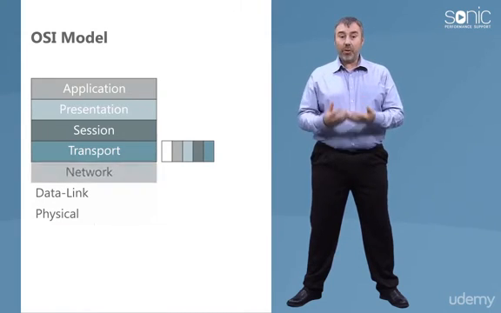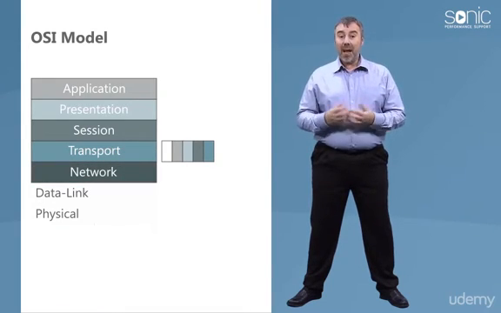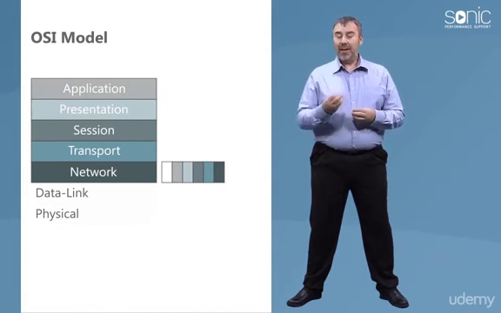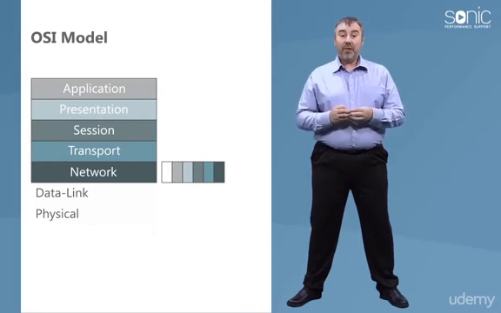Coming down then at layer 3 of the OSI model, we have the network layer. In the network layer, you find devices such as layer 3 switches. You find devices such as routers. And at layer 3, this is where all of our addressing and routing takes place.